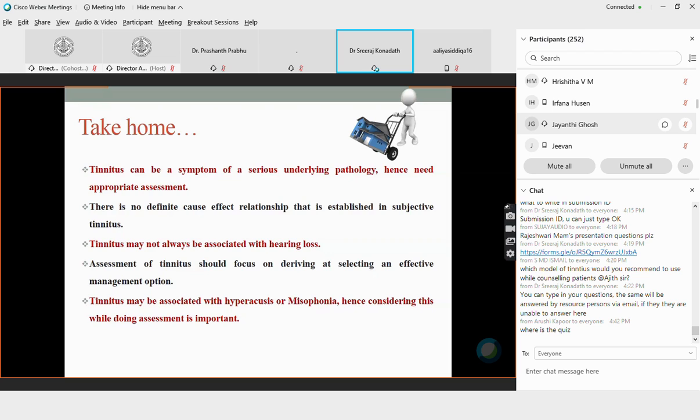And tinnitus may be associated with hyperacusis or misophonia, and hence considering this while doing assessment is important. So again remember that it can create distress if you are giving too much sound, and if the individual gets disturbed, it is going to be a big problem. So do not do such evaluations if they cannot be done because of tolerance related problems.